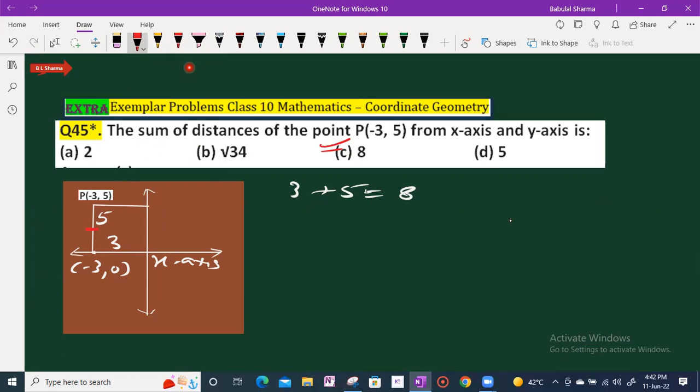I think you have got it or confused. फिर से देखिए, डिस्टेंस कभी भी नेगेटिव नहीं होता. आपको ये देखना है कि ओरिजिन से लेफ्ट हैंड साइड में 3 यूनिट जाएंगे, तो डिस्टेंस तो +3 है. Coordinate may be -3, but distance from origin is 3, and this y distance is 5. The distance of the point from x axis is 5, distance from y axis is 3, so the total distance is 3 plus 5, that is 8. So C is the correct answer of this question.